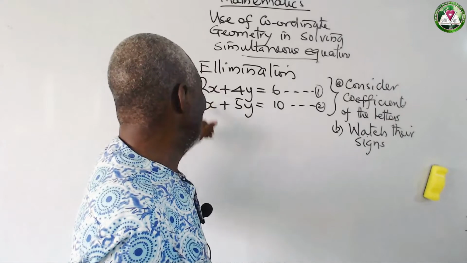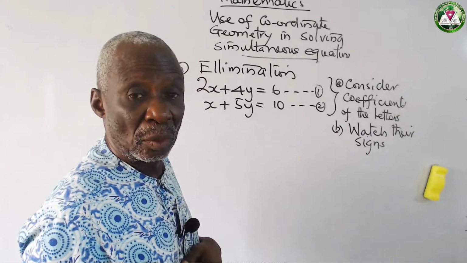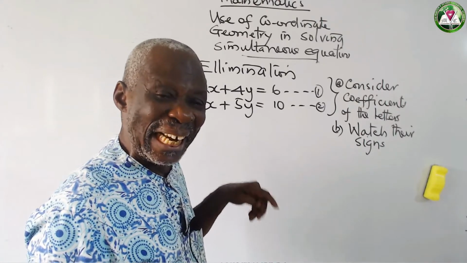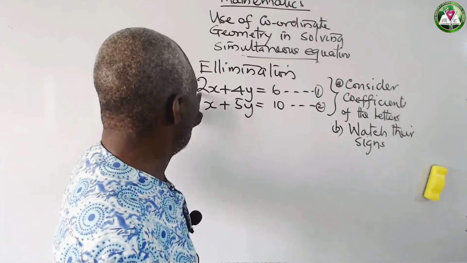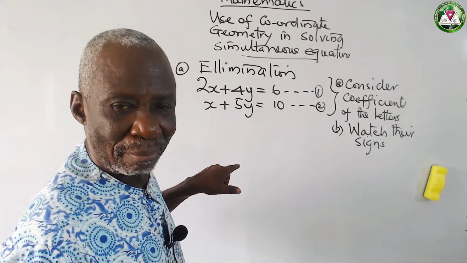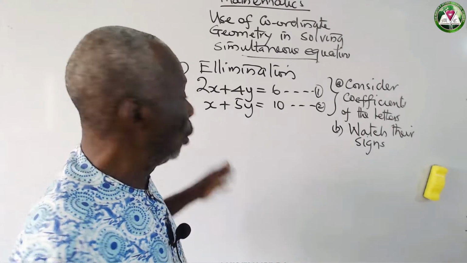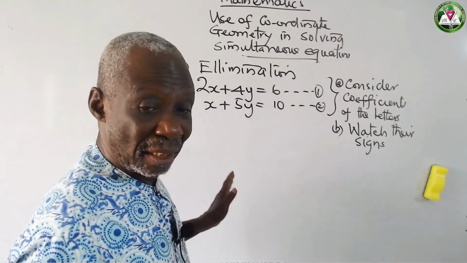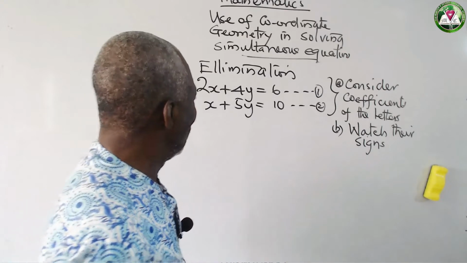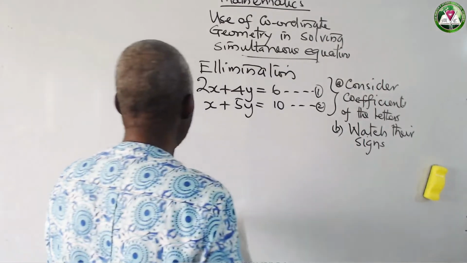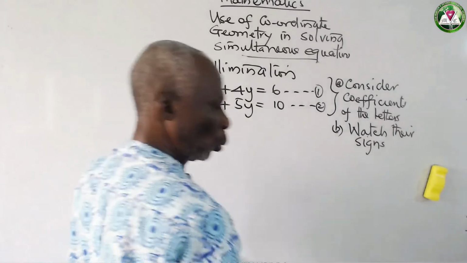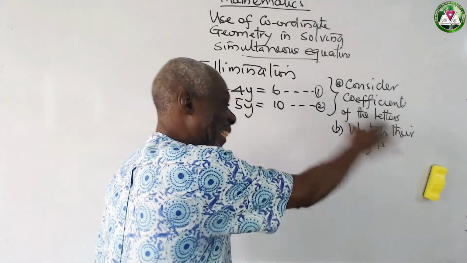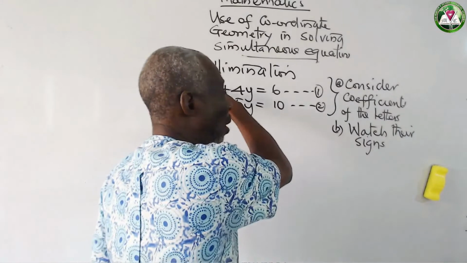Then we must make them have the same coefficient. To make them have the same coefficient means we shall look at the LCM of 2 and 1. The LCM is 2. So, that 2 can divide it without a remainder, and 1 can divide it without a remainder. So, we now go ahead and say, if 2 divides 2, what answer will it give us? 1. It means that this one remains as it is, because we have to multiply equation 1 by 1.